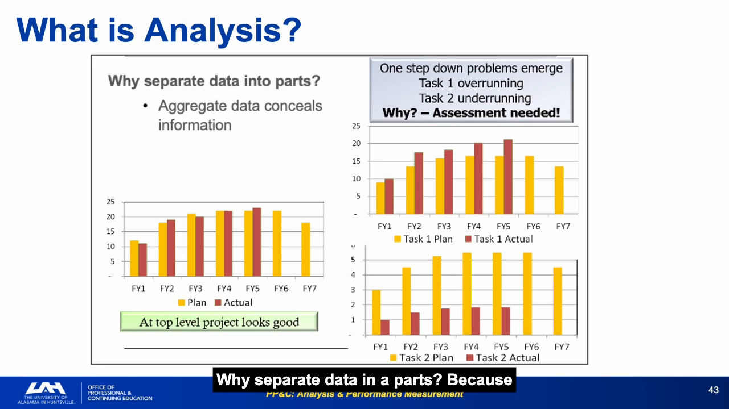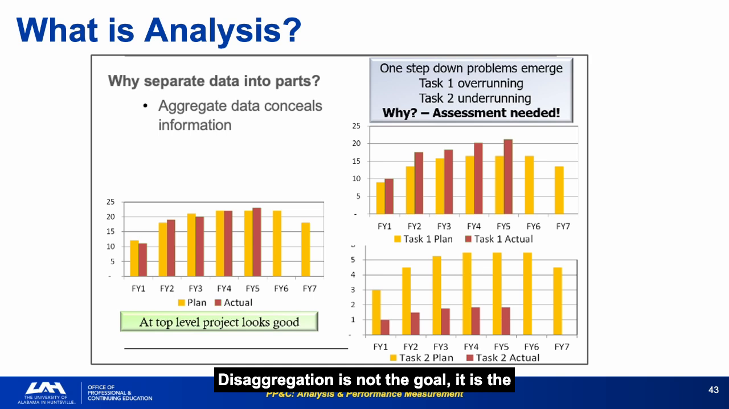Why separate data into parts? Because aggregate data conceals information. Looking at a program-level total can show everything is fine when major problems are buried in lower-level WBS elements. The classic failure mode is a program that looks healthy at the top-level WBS, but has severe cost growth concentrated in one subsystem that is being masked by underruns elsewhere.